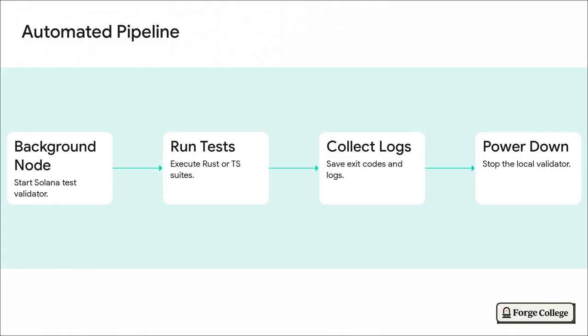Now, these 4 mechanical stages represent the actual life cycle orchestrated by our script. First, we power up the engine by starting the Solana test validator in the background. Second, we unleash the robotic testing arms to run our Rust or TypeScript test suites. Third, we collect the exit codes and print the logs directly into our artifacts bin. And fourth, we safely power down the validator. It's really just a beautiful synchronized dance.